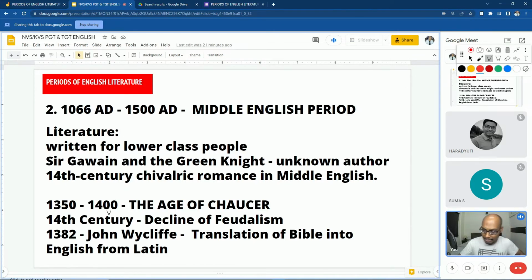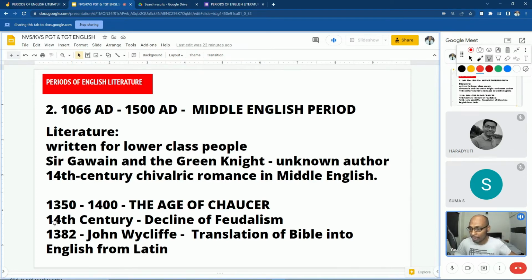Decline of feudalism. When people from England, the Anglo-Saxon land, traveled into foreign lands, they returned with amassed wealth, and when they had money in their hands, slowly they started shifting from feudalism. Instead of working under the feudal lords, they started working under nobody. So there is a slow decline of feudalism in the 14th century.